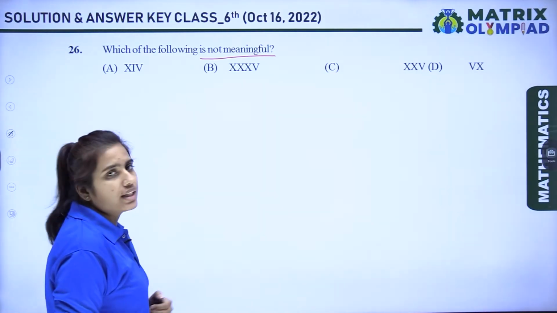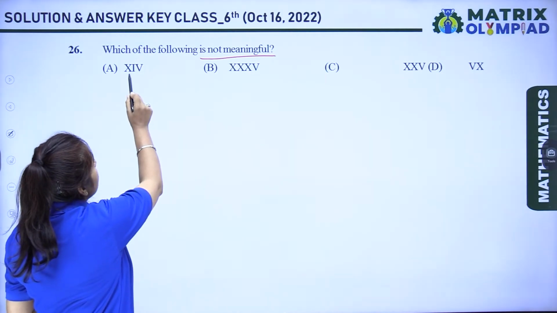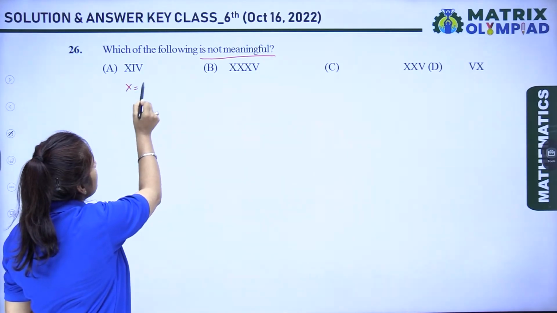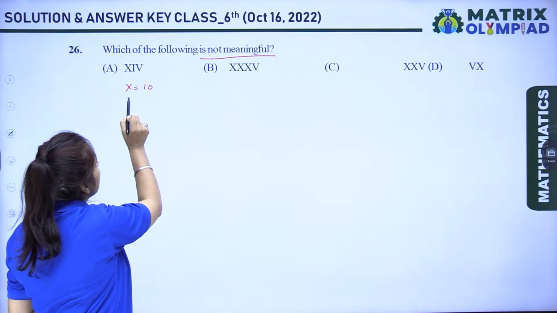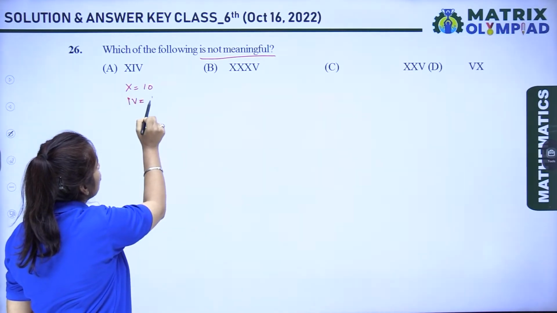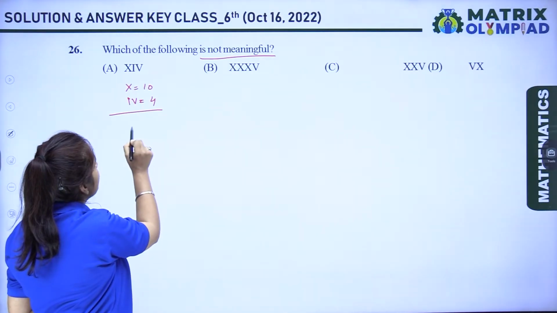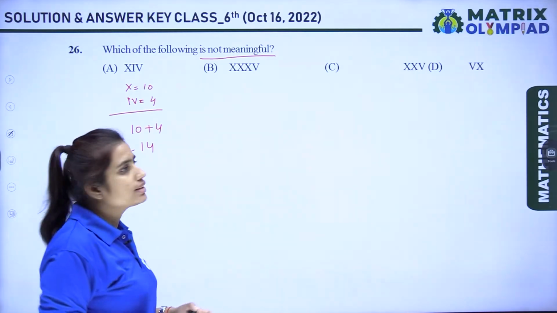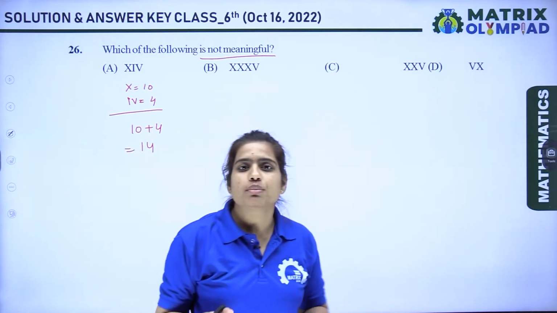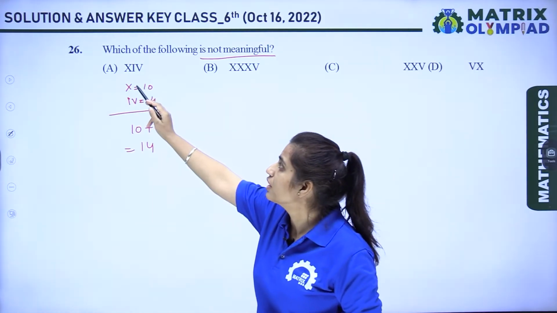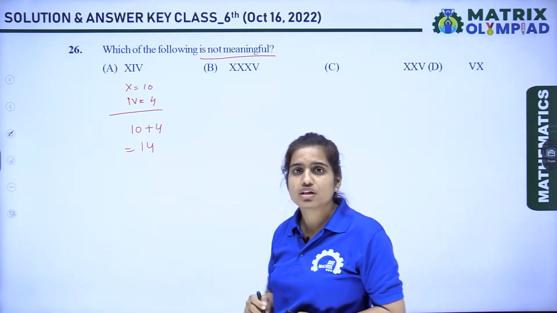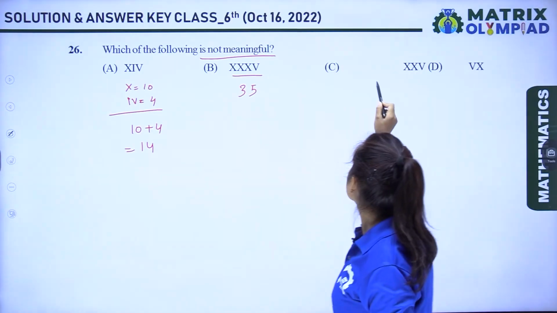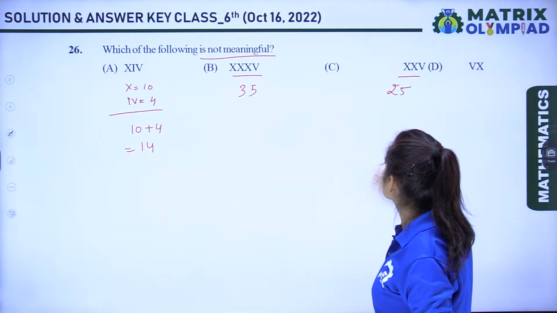Now, first one is XIV. It means this number is X means 10 and here I V is 1 and V is 4. So, you can say that 10 plus 4 is equal to 14. The rule is simple. If the smaller number is on the right hand side of the greater number, then we have to add the two numbers. In the same way, here we can say that it's 35. Here in option C, we can say that this is 25.